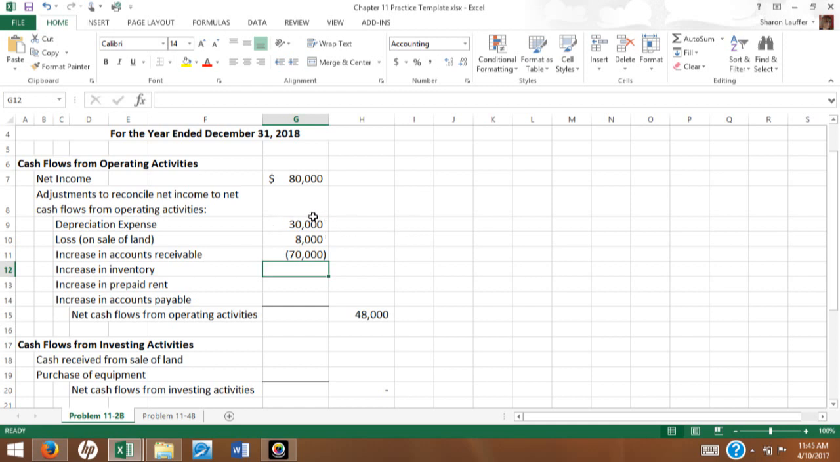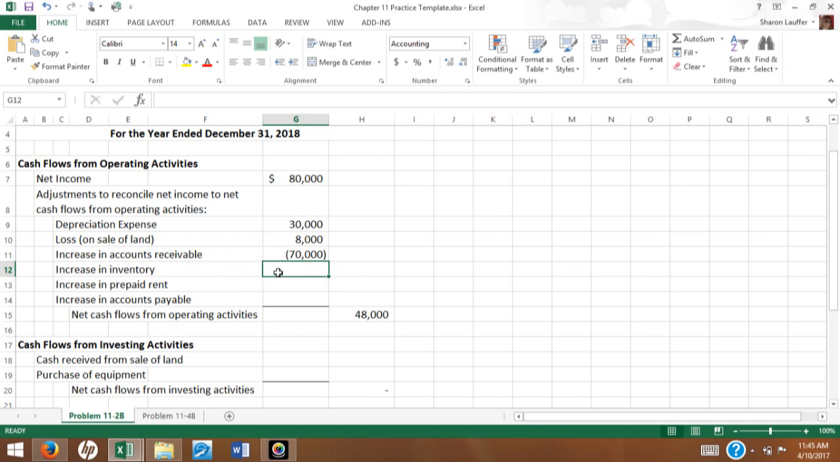So depreciation expense, we're always going to add that back. Loss, we're always going to add that back. If we had a gain, we would subtract it. Increase in accounts receivable, we're subtracting that amount. If it was a decrease in accounts receivable, we would add that.